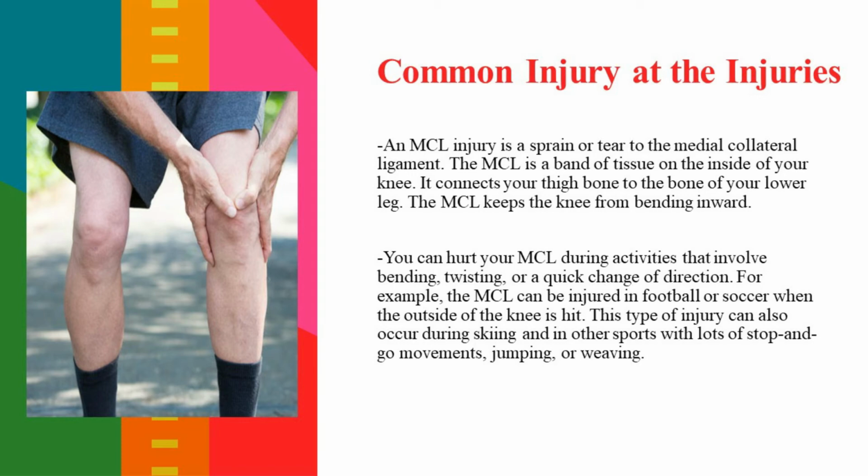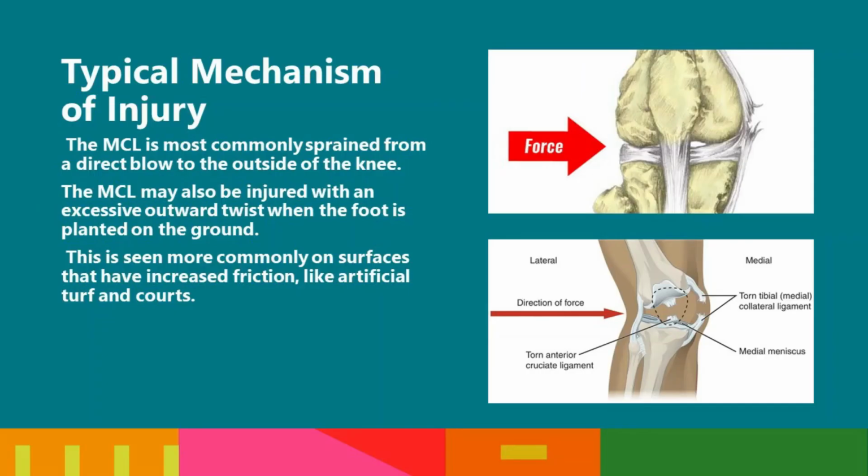For example, the MCL can be injured in football or soccer when the outside of the knee is hit. This type of injury can also occur during skiing and in other sports with lots of stop and go movement, jumping or waving. Then, the typical mechanism of injury. The MCL is most commonly sprained from a direct blow to the outside of the knee. The MCL may also be injured with an excessive outward twist when the foot is planted on the ground. This is seen more commonly on surfaces that have increased friction, like artificial turf and courts.